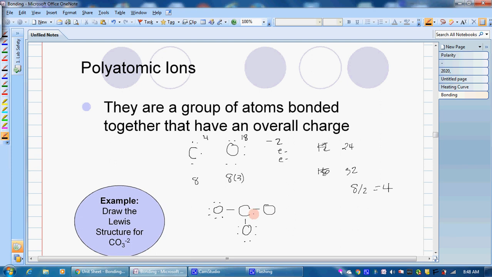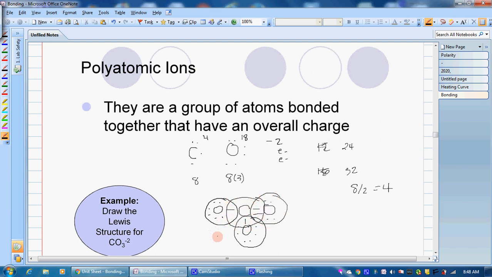So if we put a bond here, okay, that would give us our 4 bonds. And then if we put 2 more sets of electrons here, that would give us a full shell for oxygen. So if we go back here, we have 2, 4, 6, 8, 10, 12, 14, 16, 18, 20, 22, 24. We've got our 24 electrons used. We've got our 4 bonds. And oxygen has a full shell, oxygen has a full shell, oxygen has a full shell, and carbon has a full shell.